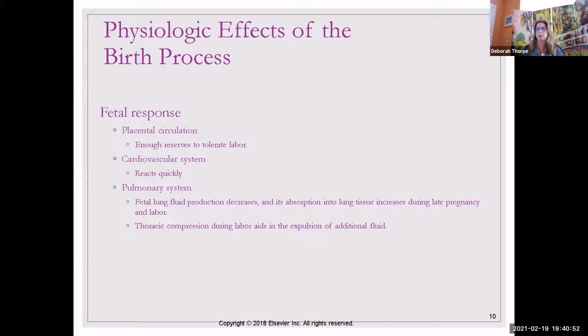So the fetal response to the birthing process: basically the baby has been inside, getting all of its oxygen and nutrients from the placenta. The placental circulation exchanges the oxygen and nutrients and gets rid of the waste products between the mom and the baby. And where does that happen? Do you remember where that happens? Do you remember those spaces? What is that called?